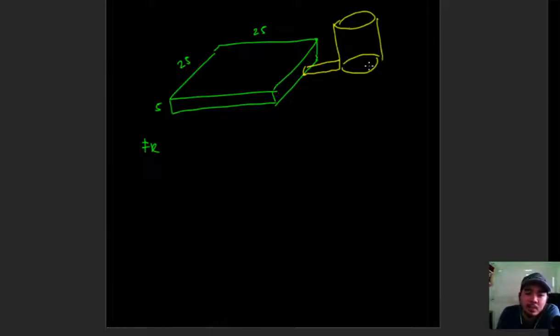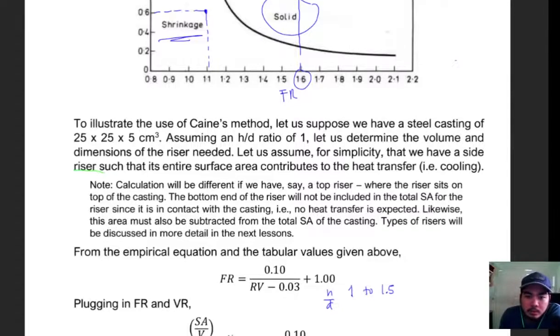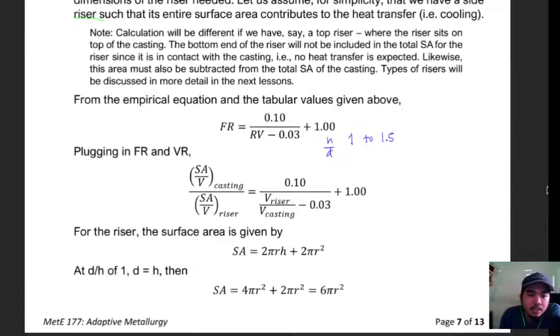So for this particular setting, mangyari is all of the surface area dito sa riser na to has a contributory effect doon sa heat transfer ng ano natin. So wala tayong ibabawas na surface area. Okay? So for this case, isa-set up lang natin yung equation, no?